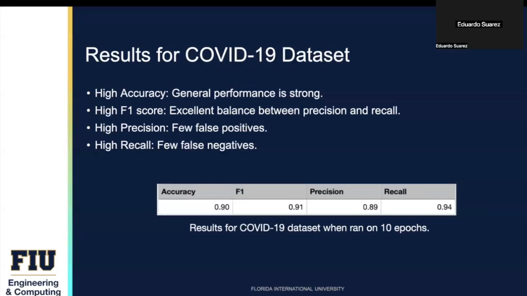And here are the results for our COVID dataset. Our model achieved an accuracy of 0.90, meaning that 90% of the predictions that it made were correct. The F1 score is 0.91, which balances precision and recall. Precision is 0.89, indicating that 89% of the instances predicted as COVID were actually COVID cases. Recall stands at 0.94, showing that 94% of actual COVID cases were correctly identified by our model.